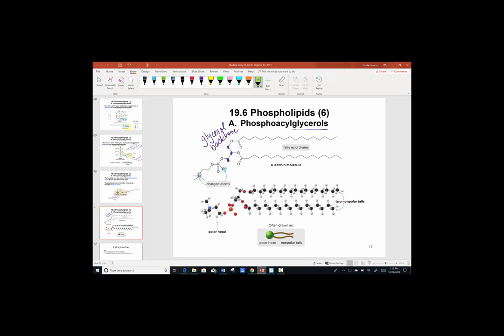And in position number 1, I'll call this position 1, I have a long carbon fatty acid chain. I also have that in position 2. So when I label this as carbon 2, I can see a second long carbon fatty acid chain. These are referred to as the tails, and they are hydrophobic, water-hating, because they are indeed long carbon chains, non-polar.